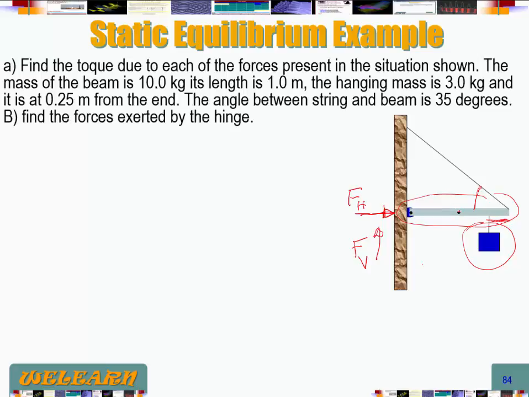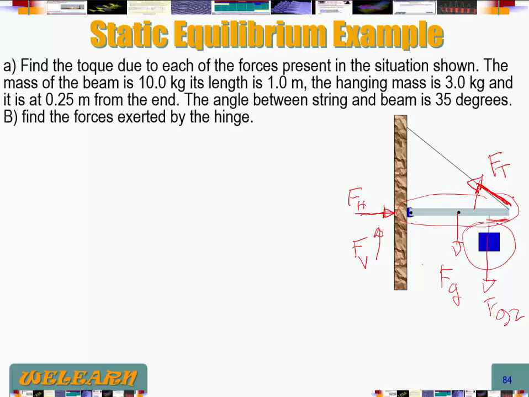Then there is the force exerted on the beam due to the gravitational force, its own weight, Fg. This is exerted by the Earth. And then we have the force exerted by the pull from this mass, and that's going to be equal to the gravitational force acting on this mass. Let's call it Fg2. And then there is the force exerted by the string, so Ft. So we have in total 5 forces acting on the beam.